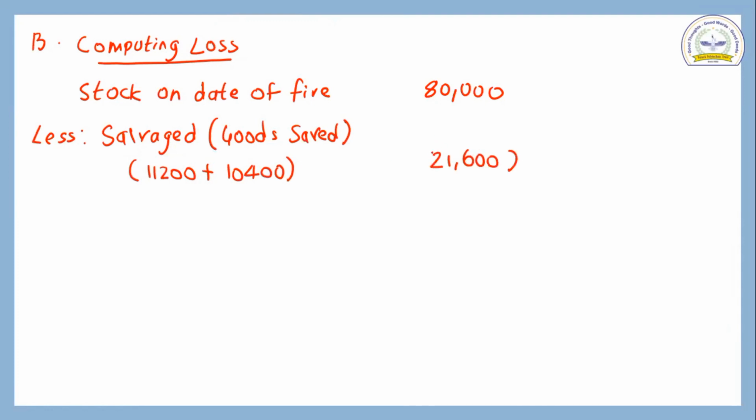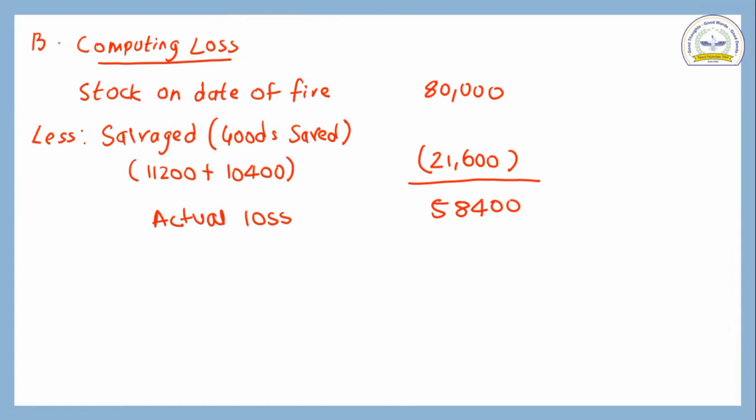So we will get 21,600. So we will deduct this amount from 80,000 rupees. Then we will get, students, 58,400 as an actual loss. This is the amount of actual loss, students.